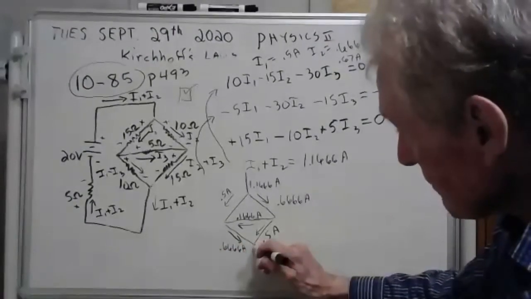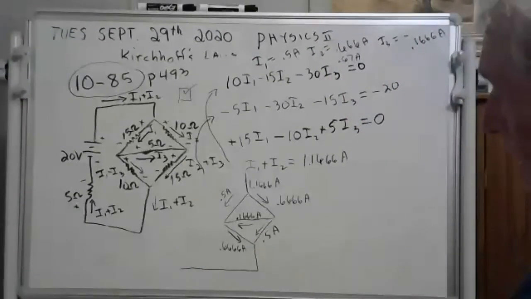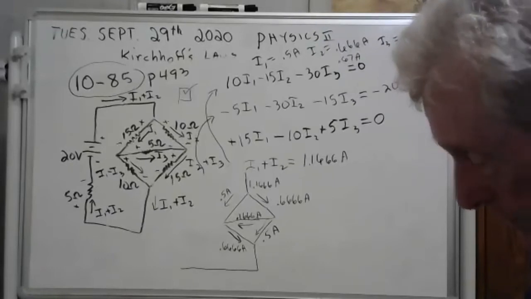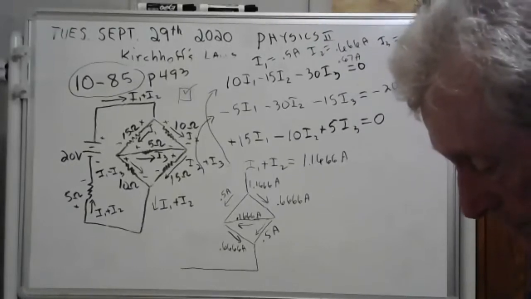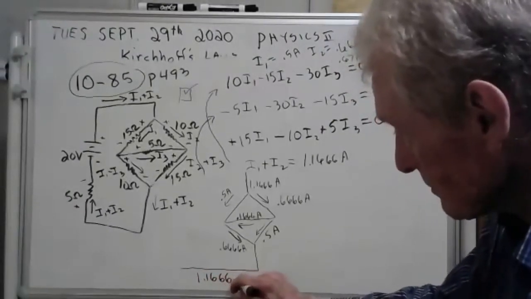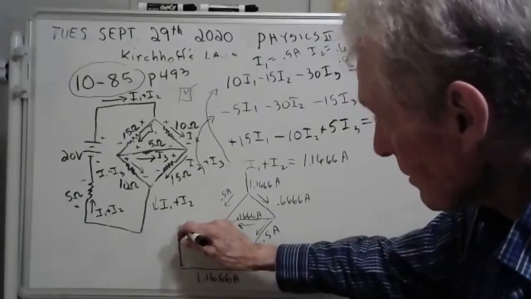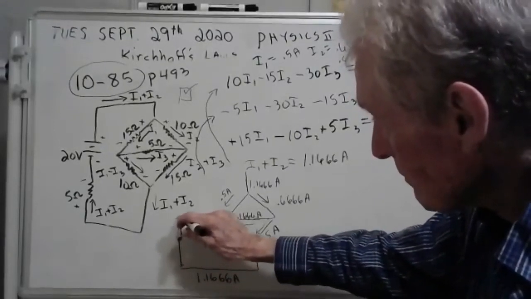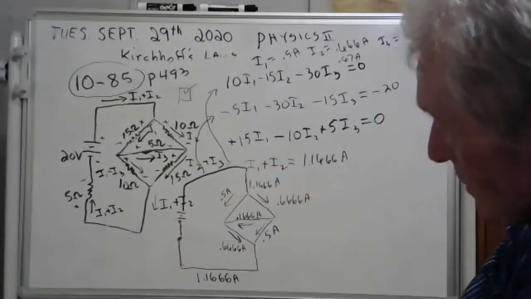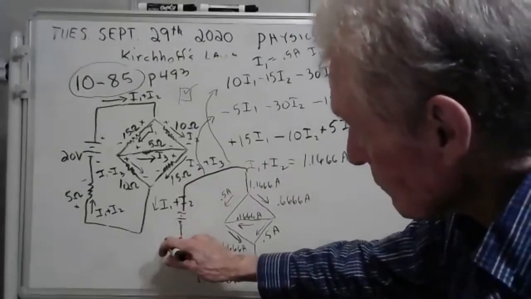And see, when you add those together, you get I1 plus I2, which is 1.1, a whole bunch of sixes going this way, and then it goes through this here, and then it goes through the battery, and it comes back over to here. Well, you know what? The currents all work. The currents all work. Now let's get the voltages.